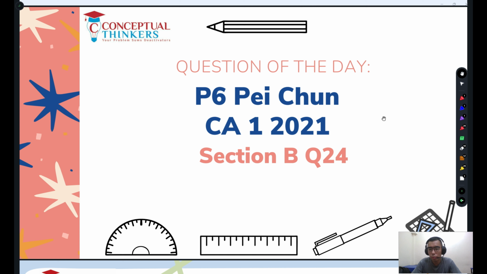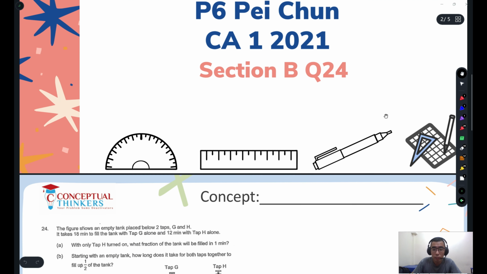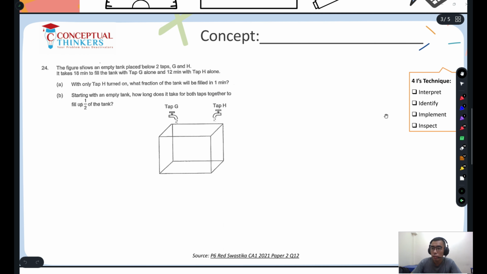So we'll be going to Pei Chun, 2021 CA1 Section B Question 24. So let's start. Let's first interpret the question. The figure shows an empty tank placed below two taps. So we have G and H here.